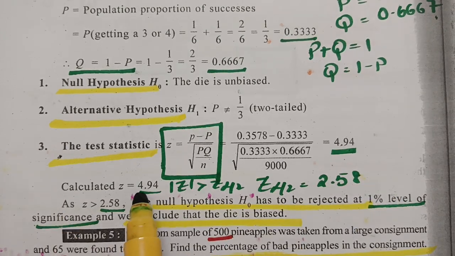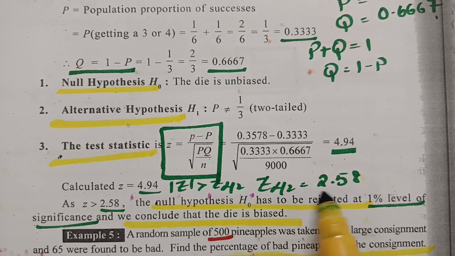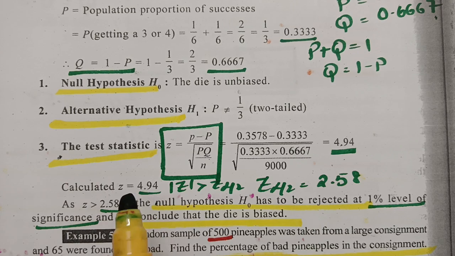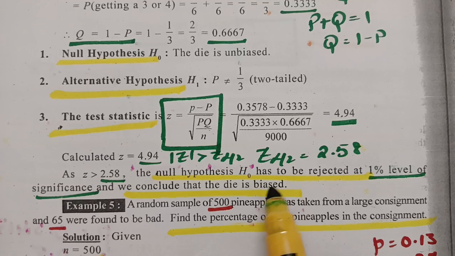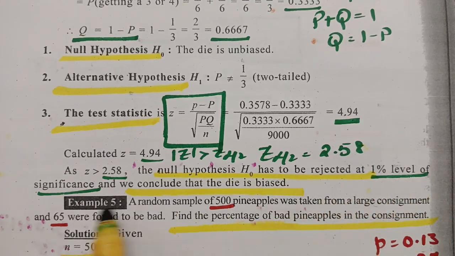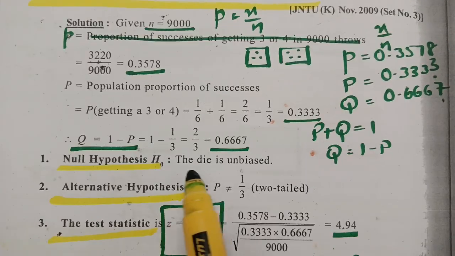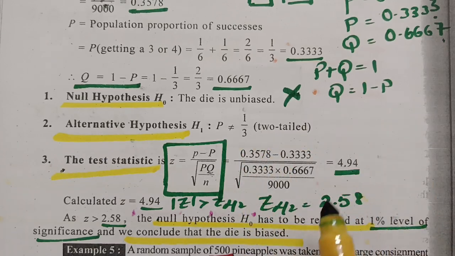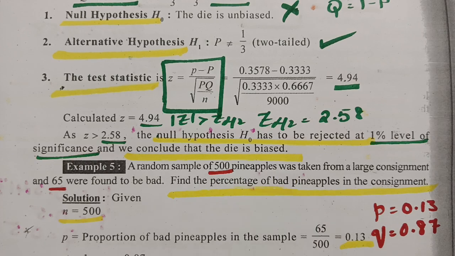The calculated value is 4.94 and the tabular value at 1% level of significance is 2.58 from the rejection table. So here the calculated value is greater than the tabular value and therefore the null hypothesis H naught is rejected at 1% level of significance. Therefore, we have to reject that the die is unbiased, and therefore we have to accept H1, that is the die is biased. Clear? So these are all the 5 steps I've explained.